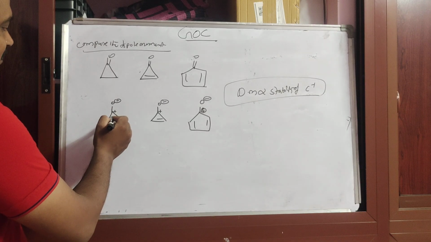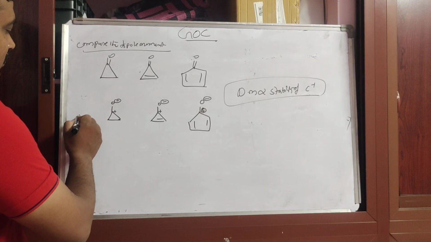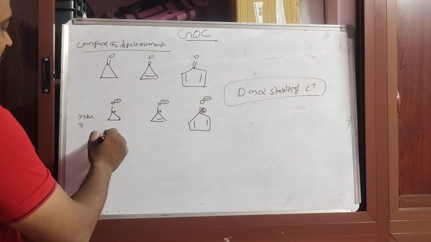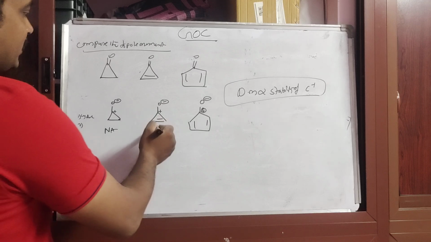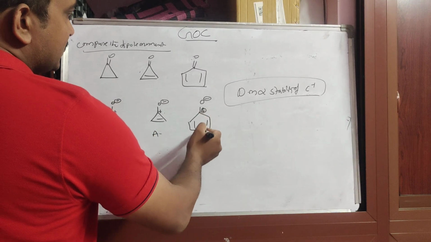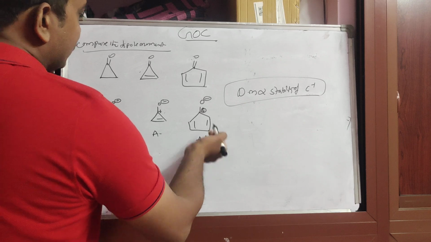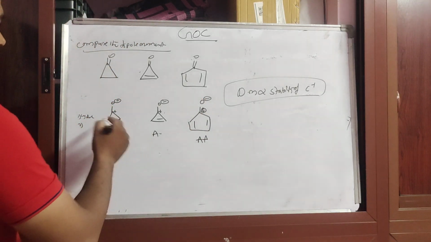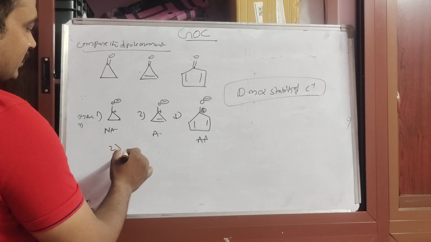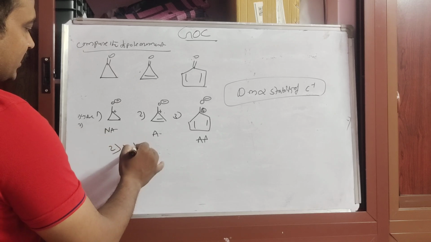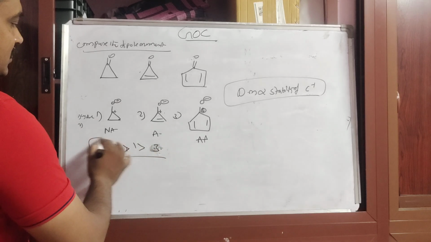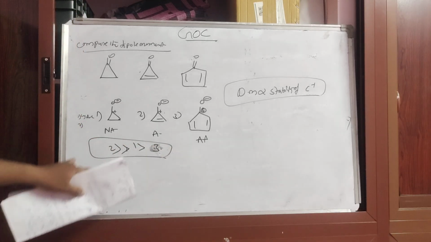This positive charge is cyclic, so the first condition holds. Third one is planar; it is non-planar, that's why it is non-aromatic. It is cyclic, conjugated, planar. This is aromatic. This is anti-aromatic. Which is more? Aromatic is more, then non-aromatic, then anti-aromatic. This is the dipole moment order of the above molecule series.